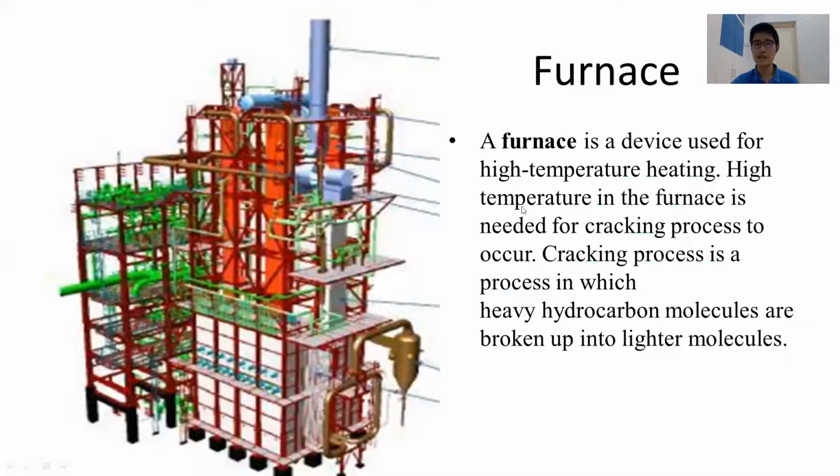Next is the furnace. The furnace is a basic reactor for all the reactions to occur in here. A furnace is a device used for high temperature heating. High temperature in the furnace is needed for the cracking process to occur. The cracking process is a process in which heavy hydrocarbon molecules are broken into lighter molecules. In this case, butane will be broken down into ethylene.